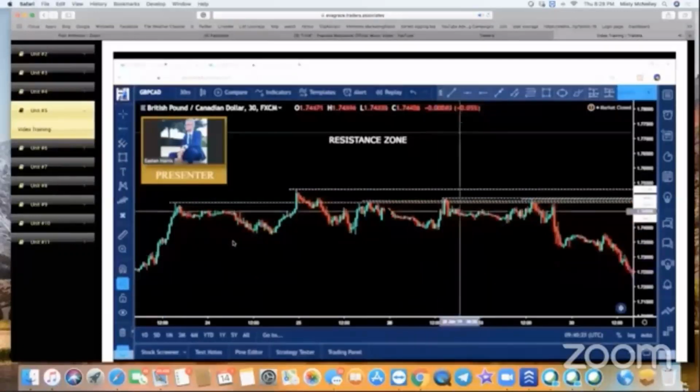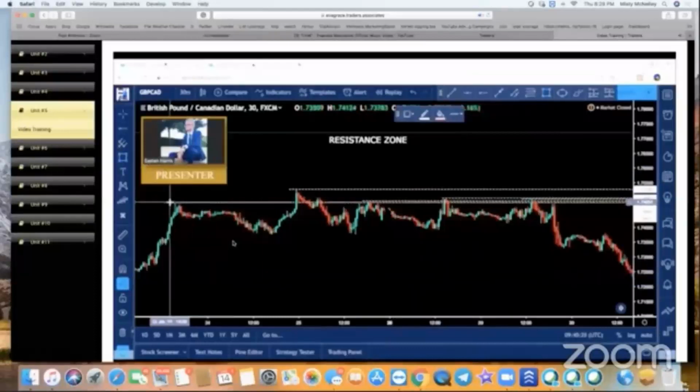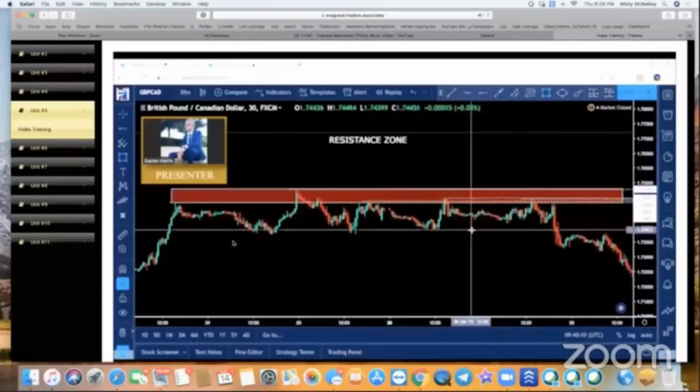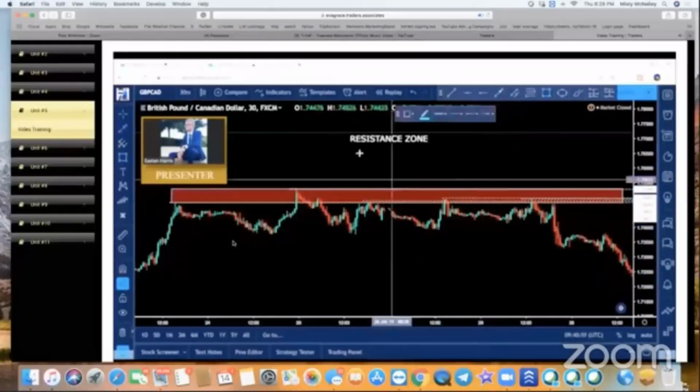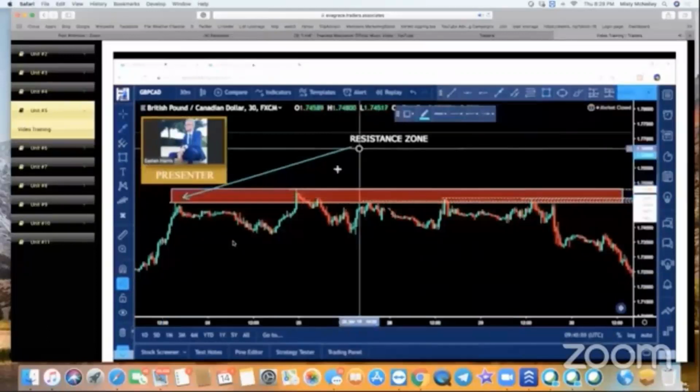Okay, so what this means is we need to find our lowest reaction point, which is this line down here where this wick is, and we need to draw our zone to the highest reaction point to find that top zone boundary. And this is our zone with all of our reaction points included.